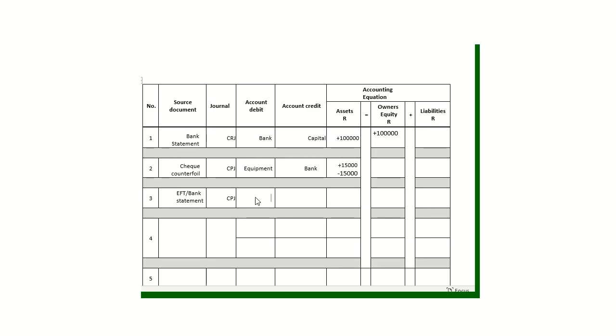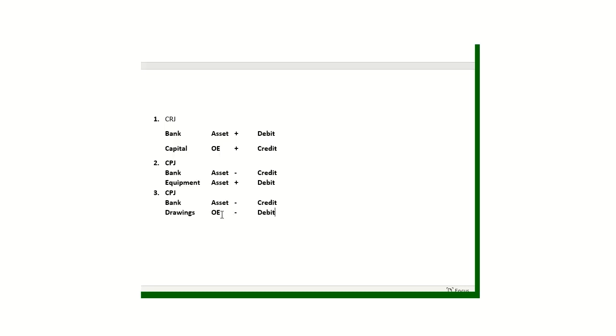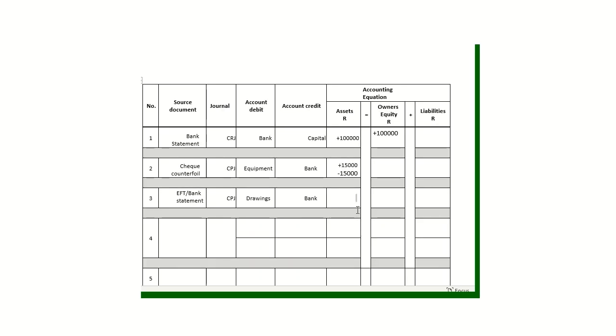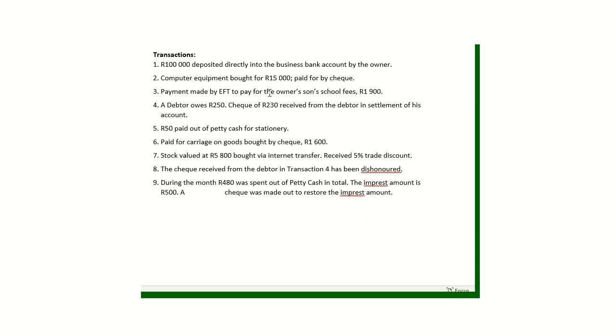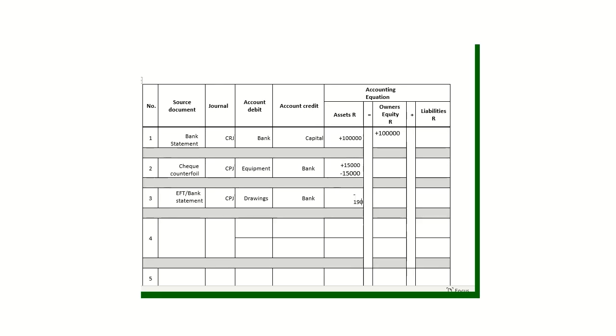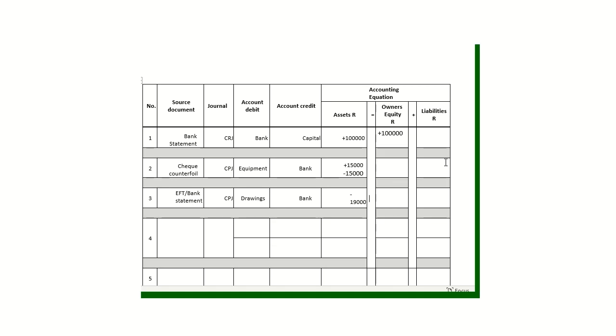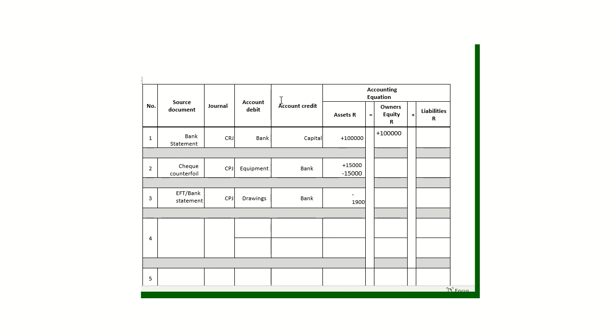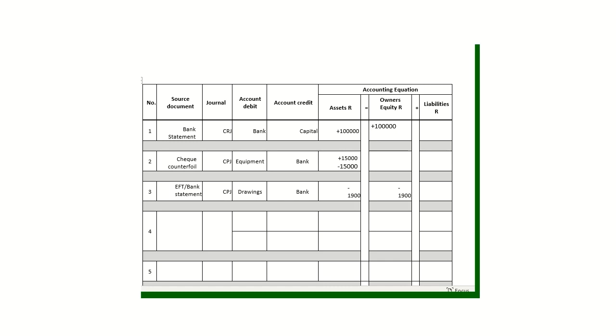Now we can fill that in. Debit drawings, credit bank. Let's go back and see. It was assets minus, owner's equity minus, assets minus. What was the amount? Go back to the question. 1,900 minus 1,900. Let's just fix it. Okay, minus 1,900, and we also said owner's equity gets less, so it's also minus 1,900. So we've done number 3.